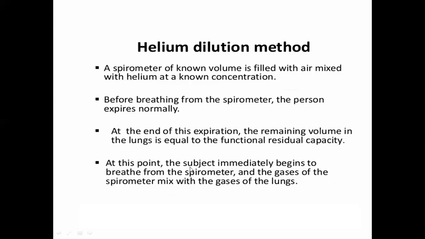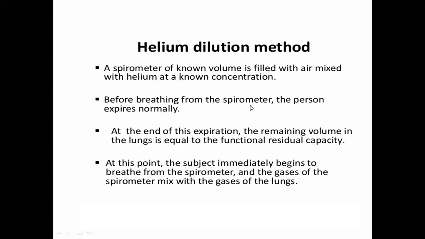A spirometer of known volume is filled with air mixed with helium at a known concentration. So in this method we have to use helium. This helium does not mix with the oxygen. The spirometer of known volume is filled with air mixed with helium at a known concentration, so we should know the concentration of the helium.